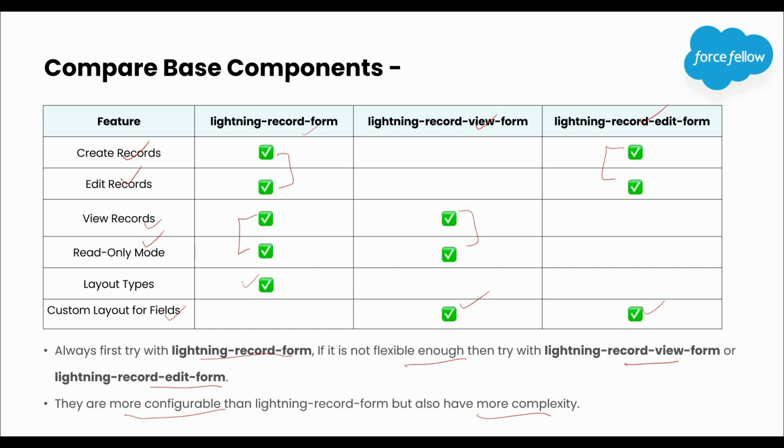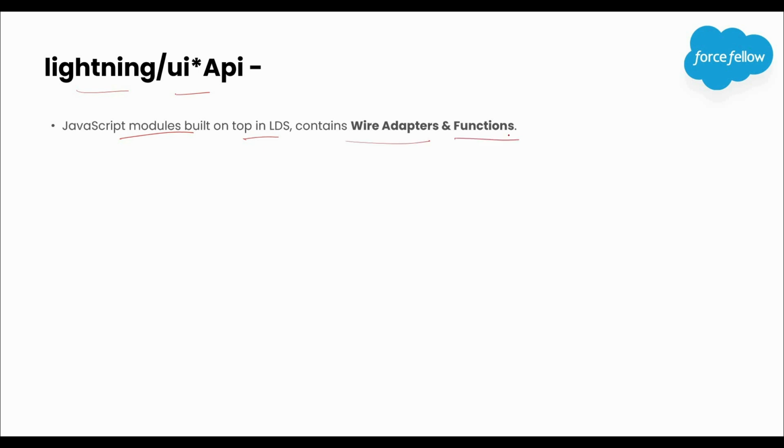Alright, that's it about base components. Now let's move ahead and discuss about Lightning UI API. So we can say Lightning UI API is a JavaScript module that is built on top of Lightning data services and contains wire adapters and functions. Or in other words, we can say these are the JavaScript APIs to work with Salesforce data and metadata. Which help us to perform CRUD operation on Salesforce data and retrieve metadata.